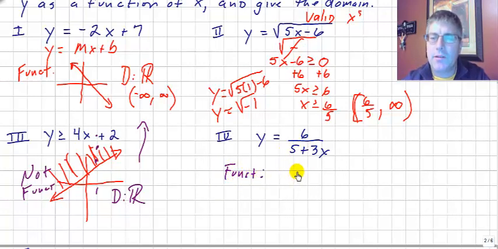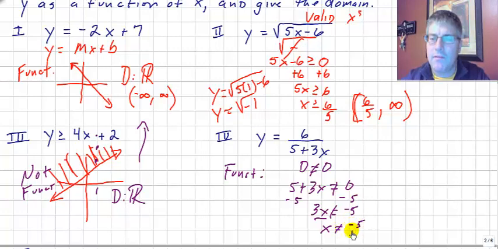But our valid inputs, well, the denominator better not equal 0. So 5 plus 3x can't equal 0. So if I subtract 5 from both sides, I get 3x can't equal negative 5. I divide by 3, I get x can't equal negative 5/3. This is a single value that I cannot input for x, because if I do, the denominator will become 0. Okay, so that would make that function undefined.